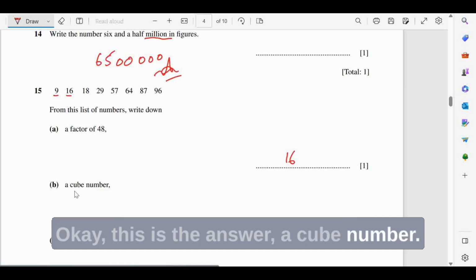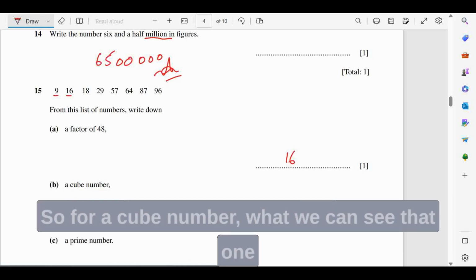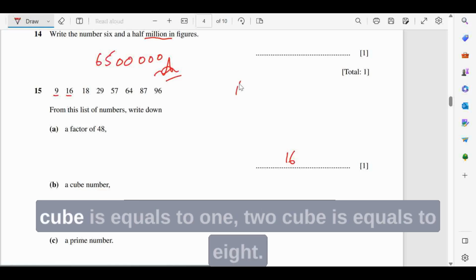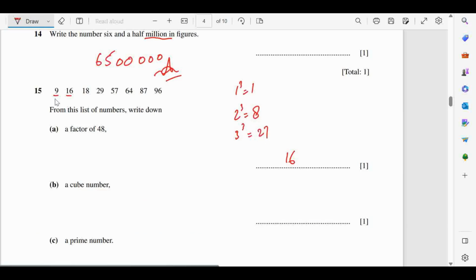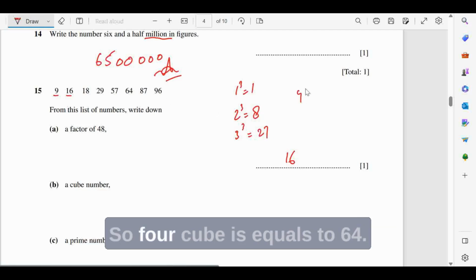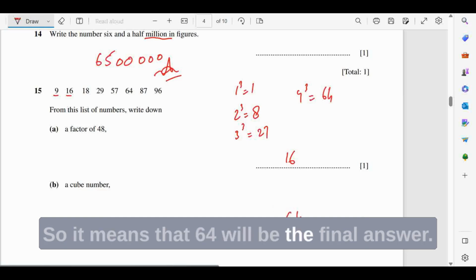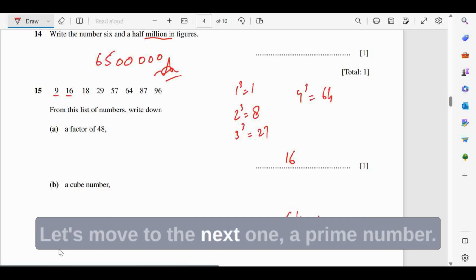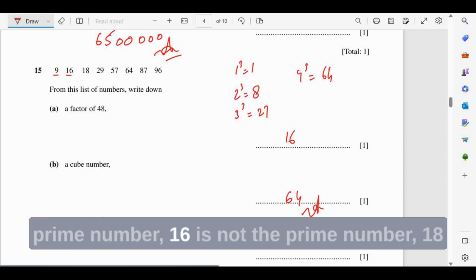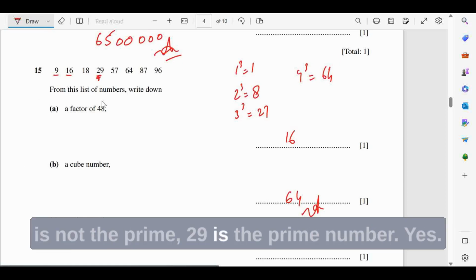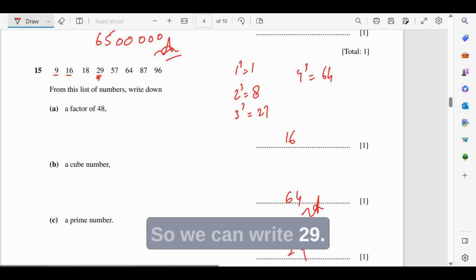Next, a cube number. For a cube number, 1 cube is equal to 1, 2 cube is equal to 8, 3 cube is equal to 27. These numbers are not in the list. So 4 cube is equal to 64, which means 64 will be the final answer. Let's move to the next one, a prime number. 9 is not a prime number, 16 is not a prime number, 18 is not prime, 29 is a prime number. Yes, so we can write 29.